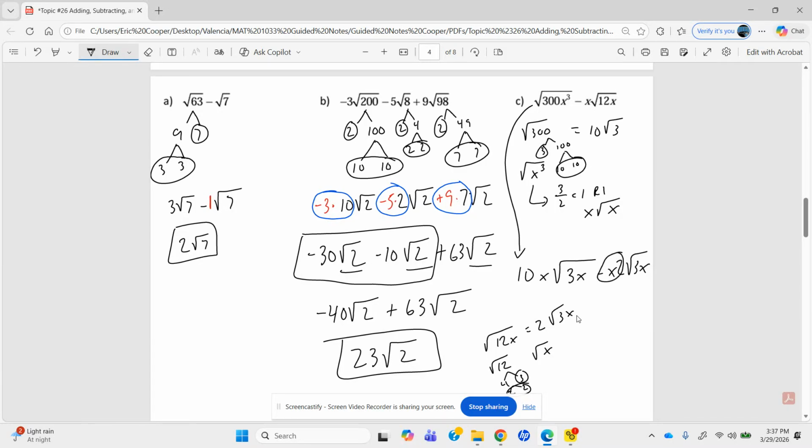Now I'm going to rewrite this part a little bit nicer. 10x square root of 3x minus, we'll flip it around, 2x square root of 3x. Again, both of these are square root of 3x, and I can combine this because they're both 10x and 2x, those are like terms. So 10x minus 2x, I have 8x square root of 3x. I have to have exact like terms to be able to go through and combine things.